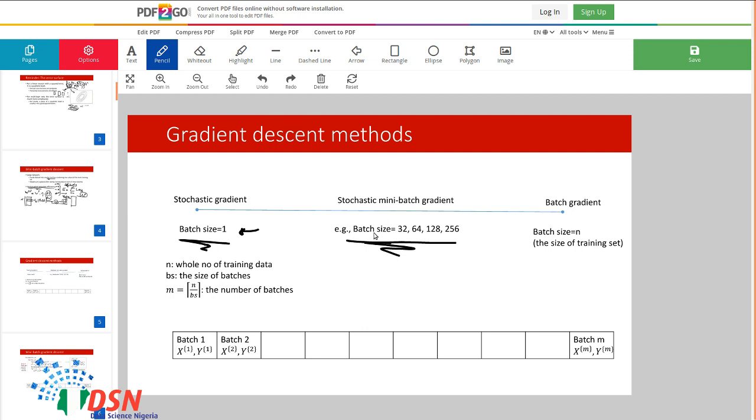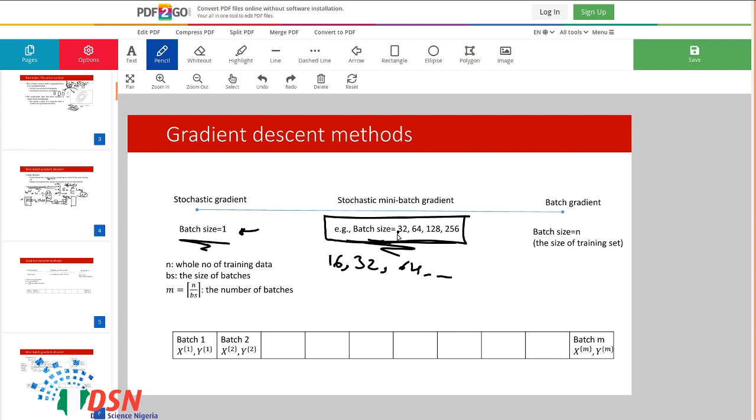There are some common choices that researchers and people commonly use, especially in image processing tasks. Batch sizes of 16, 32, 64, 128, and 256 are commonly used batch sizes to train the algorithm. So you could also try these batch sizes in your network training procedure.